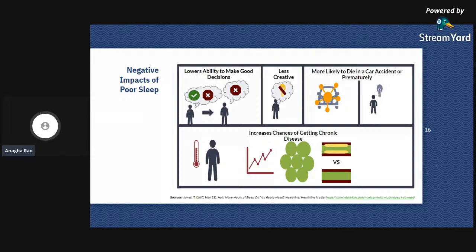And chronic disease. Chronic disease can be caused because there's no regulation of hormones when we sleep, and also sleep affects our immune system. So we tend to have a weaker immune system, and we tend to gain weight, which are both major risk factors in sleep and in other chronic diseases.